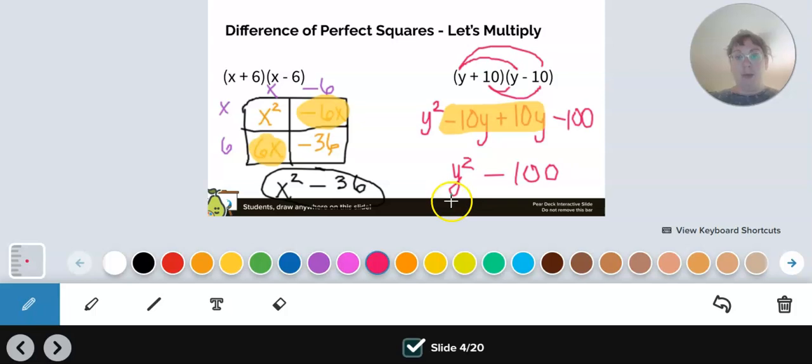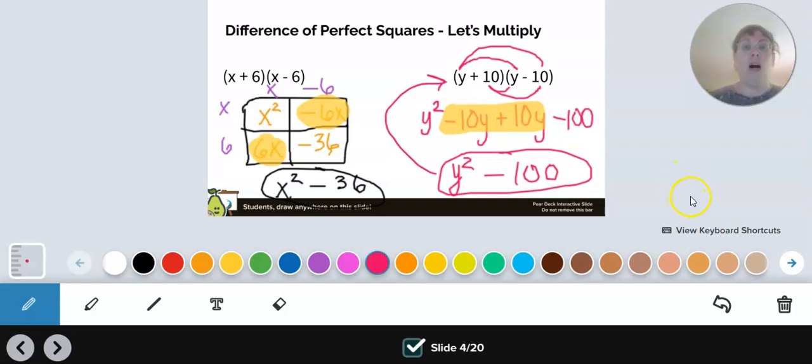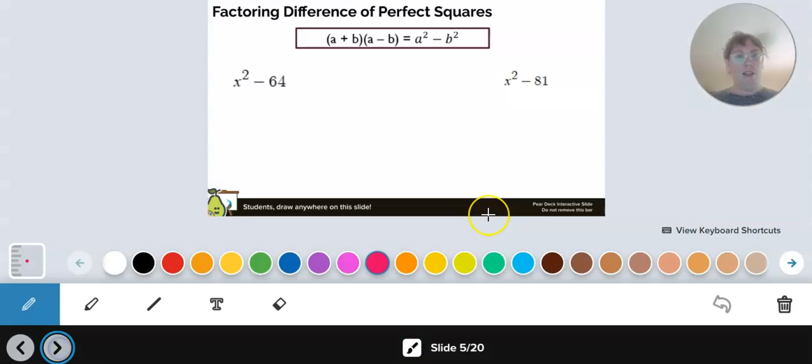Y squared is a perfect square because it's y times y. And 100 is a perfect square because it's 10 times 10. So this is the polynomial version, and this is our factored version. Y plus 10 times y minus 10. So let's try and do some factor practice on the next few slides here.